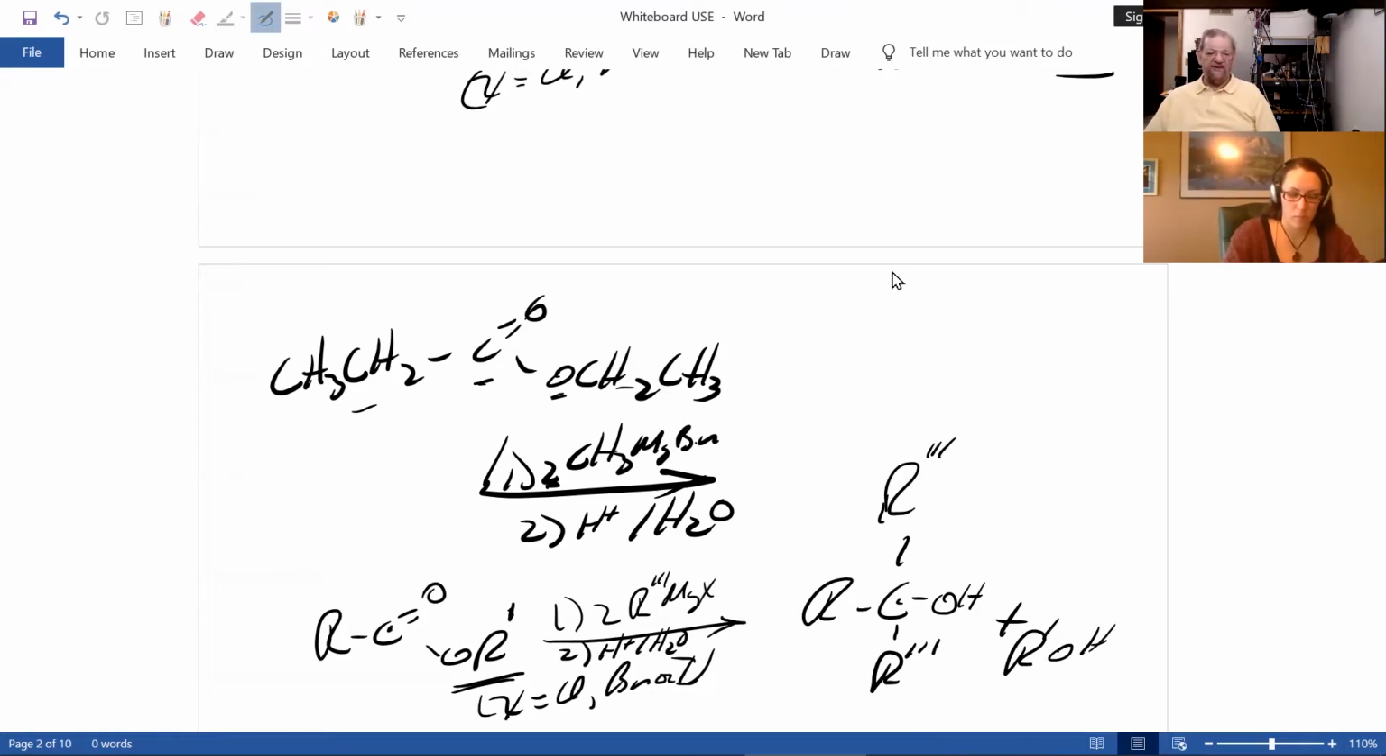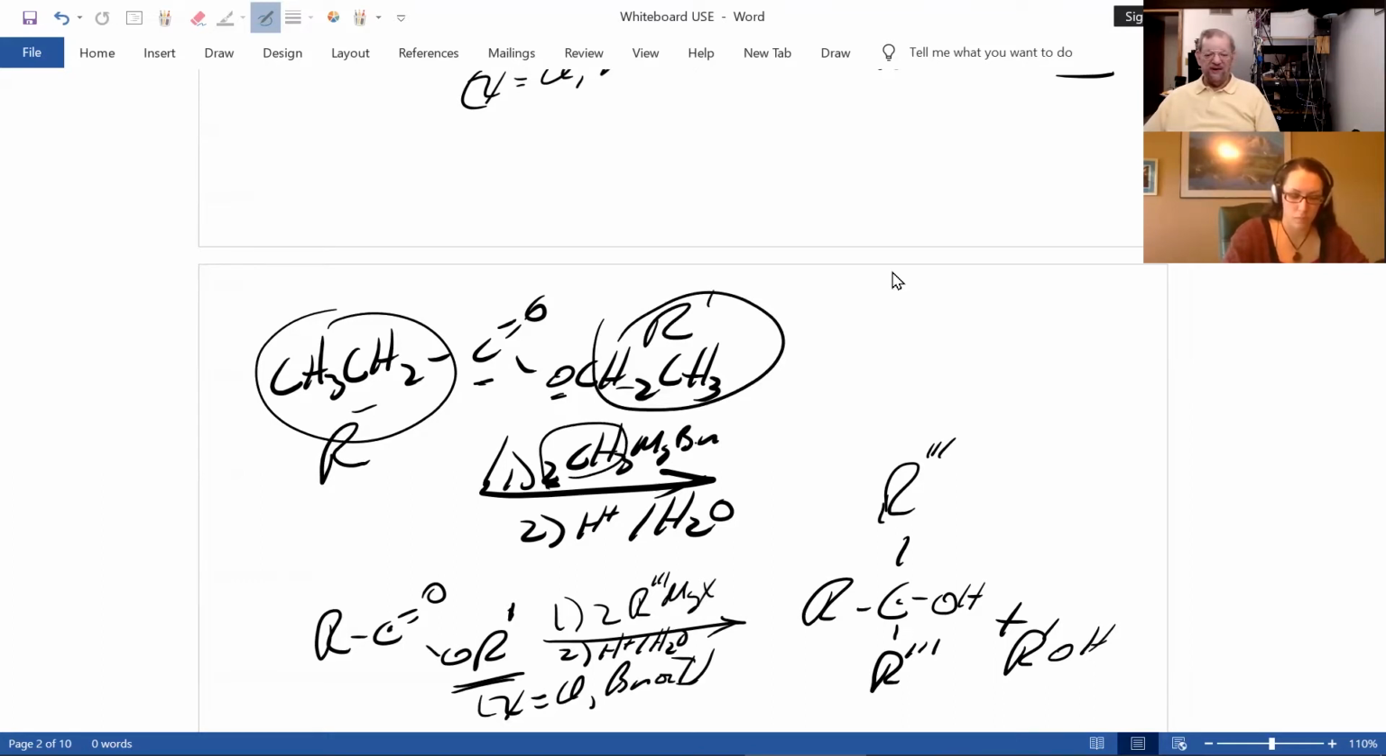So if I come up here, here's my R group. Here's my R prime. And then here's my R triple prime. Keep your eye on this carbon. I'll write it over here, since I'm running out of room. What's attached to it? Ethyl. It'll have an alcohol. And what's R triple prime? Methyl. And then you'll get a second alcohol from R prime, which is ethyl.